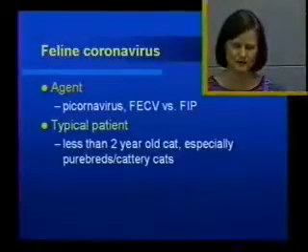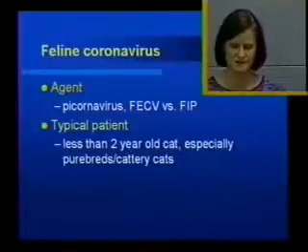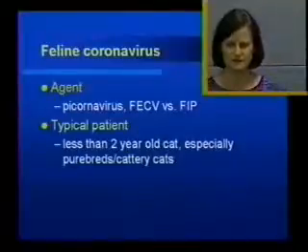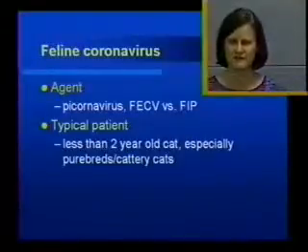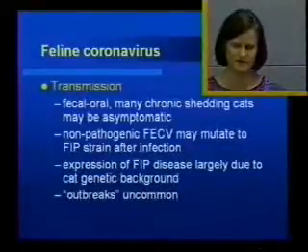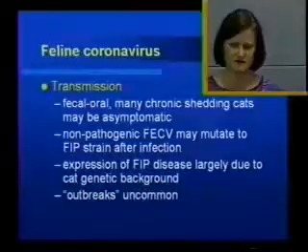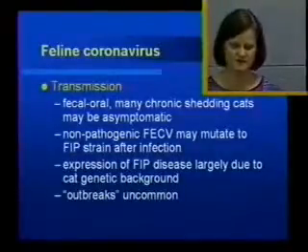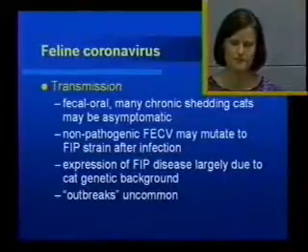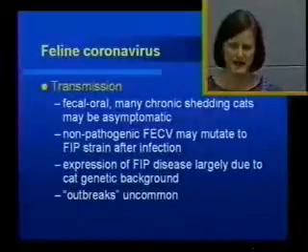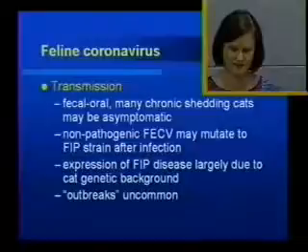In this case, the typical feline patient is less than 2 years old, and is found predominantly in purebred cats and cats from catteries, in marked contrast to finding FIV and FeLV in free-roaming stray cats. Transmission is by fecal-oral transmission. Many chronic shedding cats are completely asymptomatic and never have signs of disease. The non-pathogenic form of the virus, feline enteric coronavirus, may mutate within the cat to become the virulent FIP strain after the cat is infected.